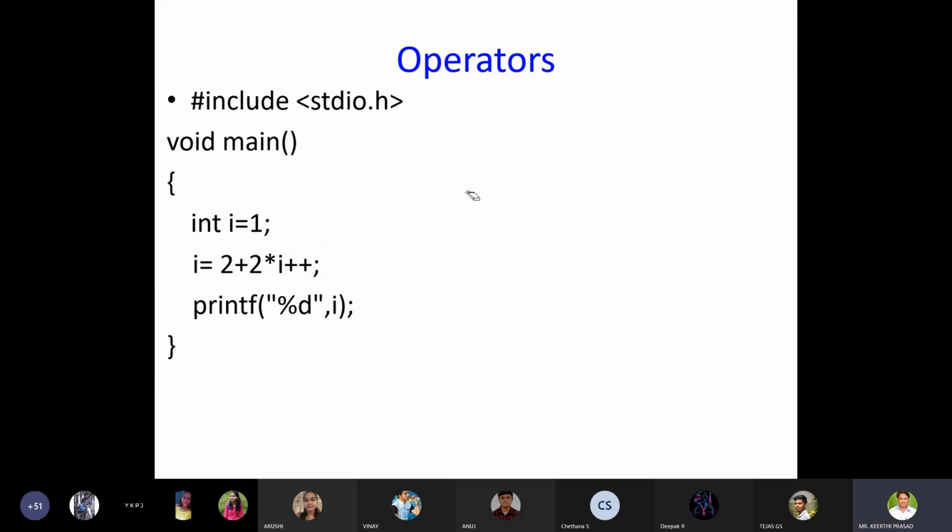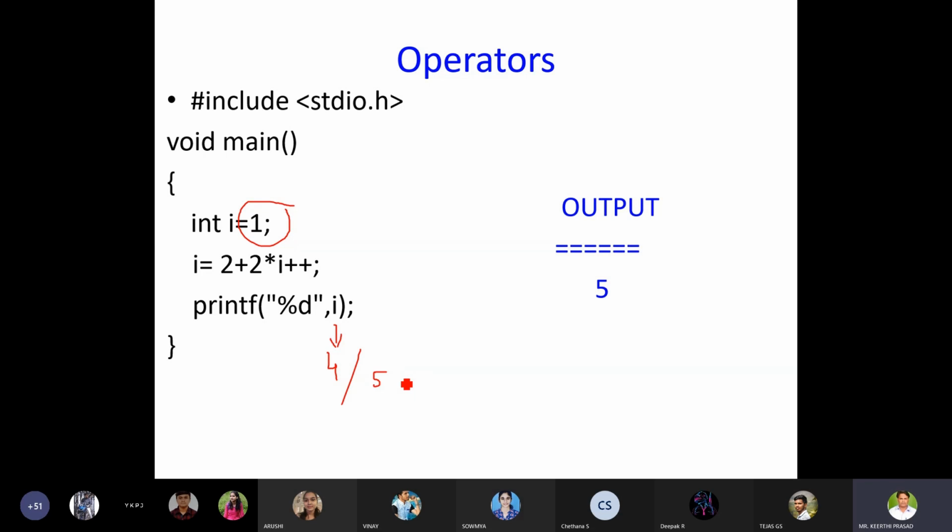Initial value of I is 1. So I am expecting 5, sir. Some people say 4, some are saying 5. Okay. See the output. Output is 5.